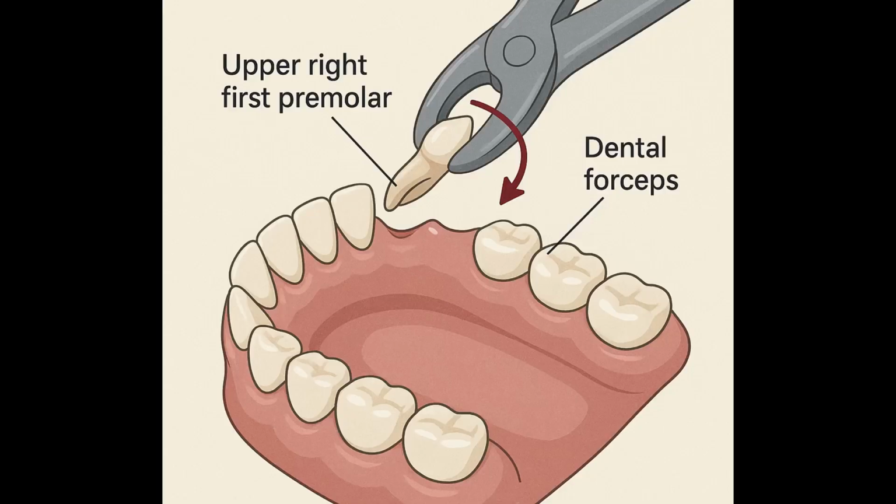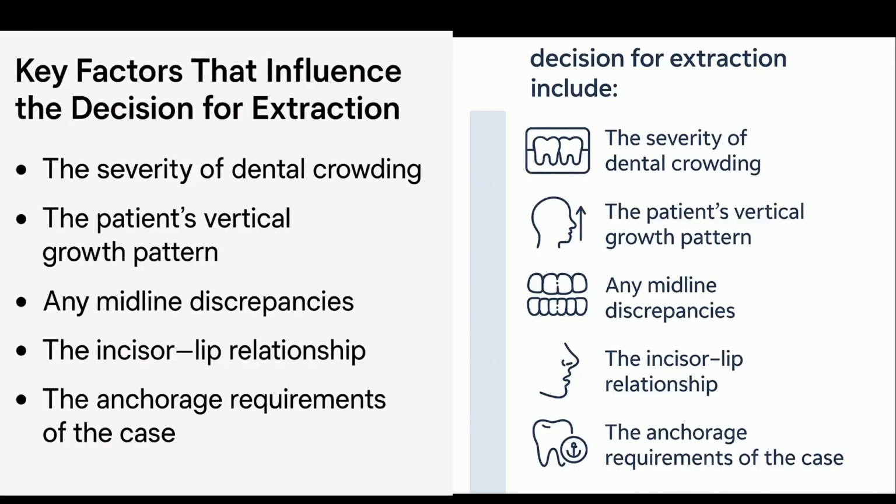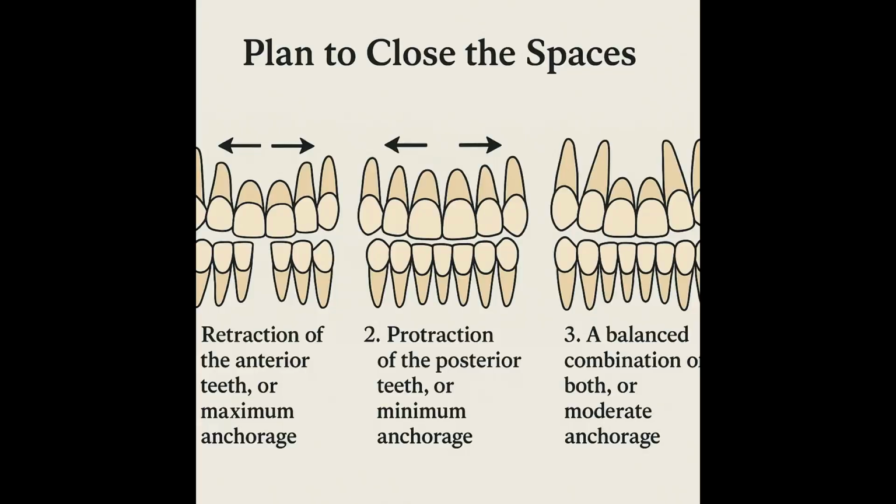Extraction of teeth is a common approach in orthodontics, particularly when there is a discrepancy between tooth size and arch length, or when skeletal and soft tissue considerations demand it. Key factors that influence the decision for extraction include the severity of dental crowding, the patient's vertical growth pattern, any midline discrepancies, the incisor-lip relationship, and the anchorage requirements of the case. Once extractions are performed, the orthodontist must carefully plan how to close the spaces.